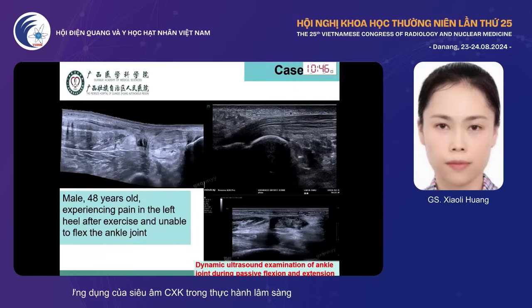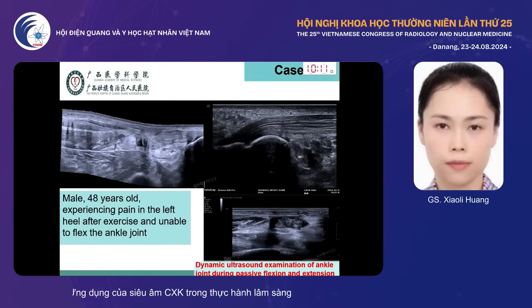Case 3, male, 48 years old, experiencing pain in the left heel after exercise and unable to flex the ankle joint. The left image shows the long axis of the patient's Achilles tendon, where discontinuity is visible, and an anechoic area can be seen between the broken ends.